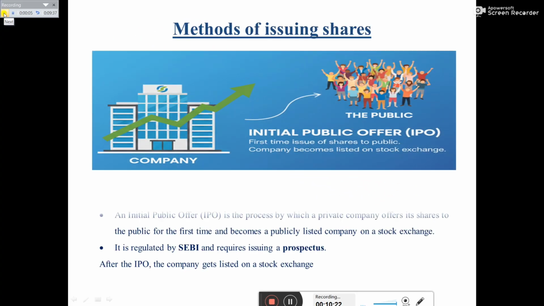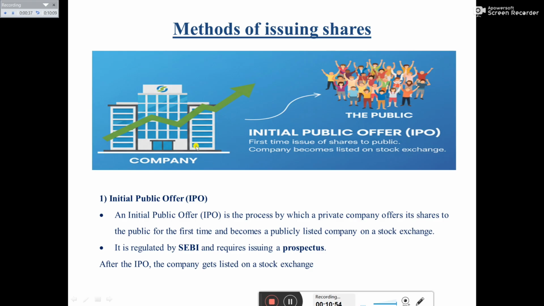So what are the methods? The first method of issuing shares is the initial public offer. See, this diagram shows all those things. Here it is a process by which a private company offers its shares to the public. So the company offers the share to the public for the first time, and becomes a public listed company on the stock exchange.